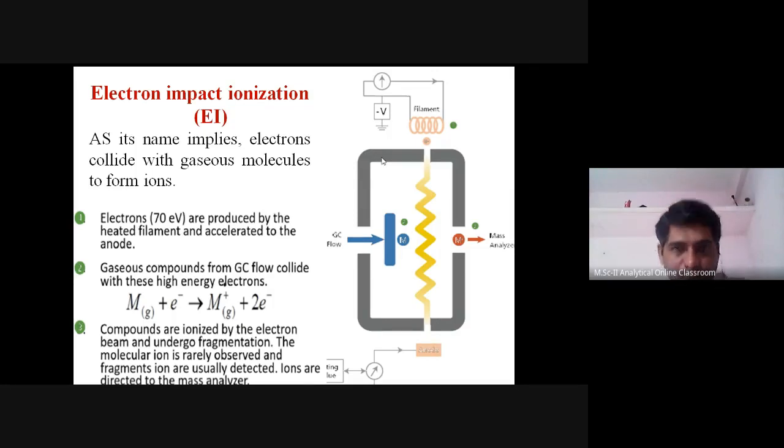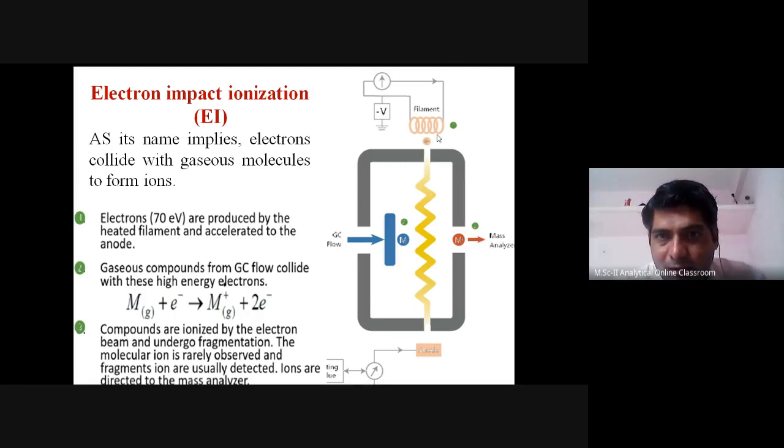Now let's see how it works. See the diagram. In this case, you can see that this is the filament, and it is tungsten or another filament you can use. This tungsten filament is connected to the high voltage current. This end is the GC flow, meaning the sample will come after passing through the interface and enter into the ionization source. So this is the inlet, this is the molecular analyte, and this is the outlet to the mass analyzer. The sample will go to the mass analyzer from this end.